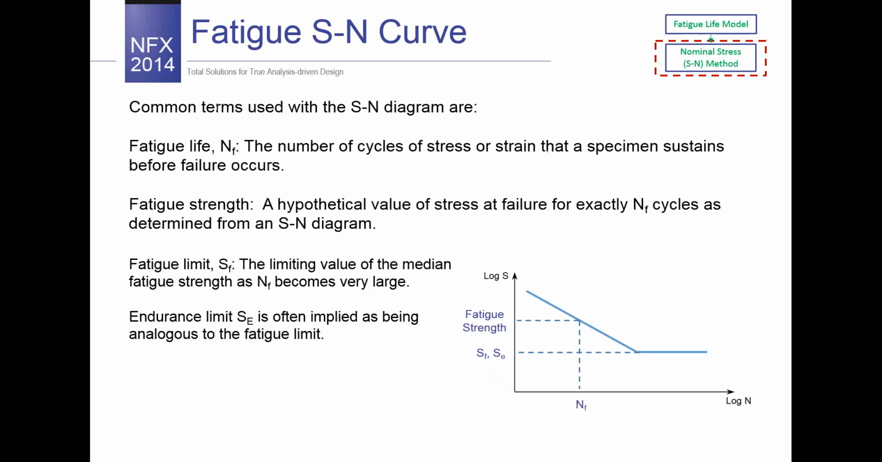At this moment, let's focus on some formulas which are related to the SN curve. I will start from the definition of the fatigue limit and endurance limit. Let's take a look at the graph. Fatigue limit SF is defined as the asymptote of sigma when the number of cycles to failure becomes very, very large. And endurance limit is often implied as being analogous to the fatigue limit.